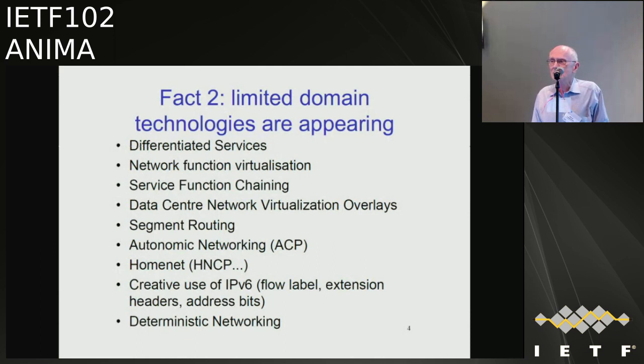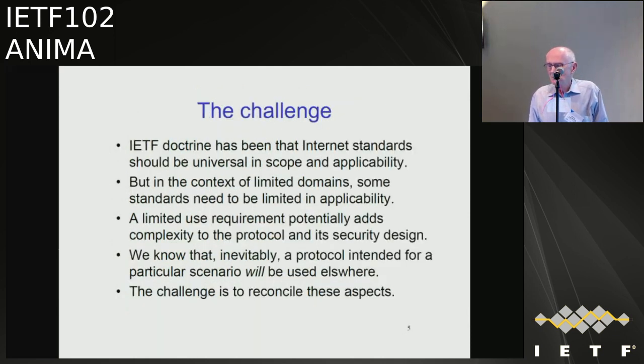So people are producing limited domain technologies, and there are all sorts of different limited domains in the internet. Now, the problem we have in ANIMA, for example, is we didn't actually define what a domain is. We sort of assume that we know by magic what a domain is and who's in the domain and who's not in the domain, and it's all supposed to be settled during the bootstrap, except that we don't have general guidelines as to what the domain boundary is or who is allowed in and who isn't allowed in. So that's a technology gap in ANIMA, but it's a technology gap all over the internet as far as I can see. So the challenge we have in this area is that the internet doctrine has always been that internet standards are universal in scope and applicability.